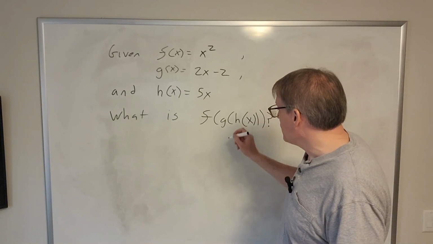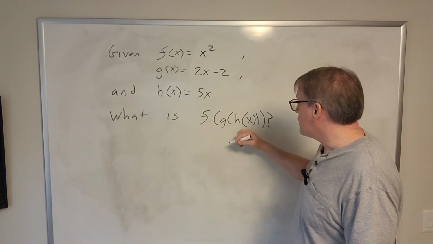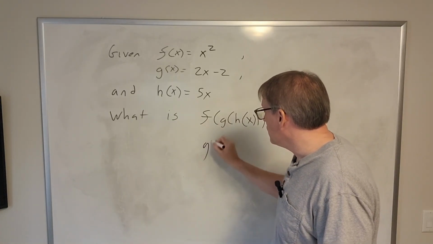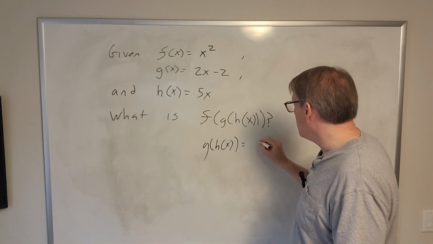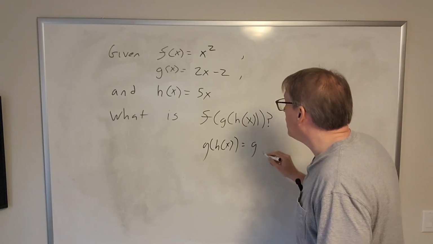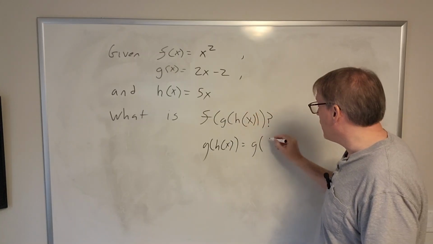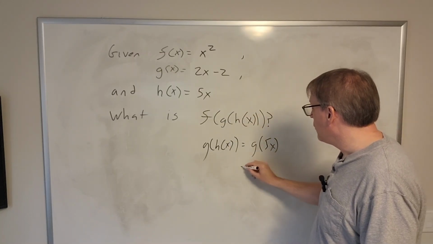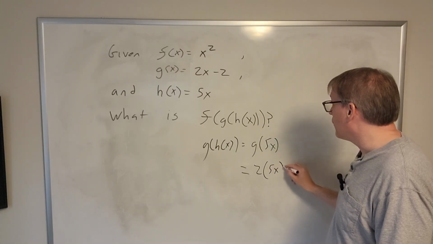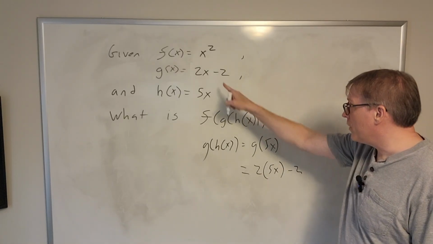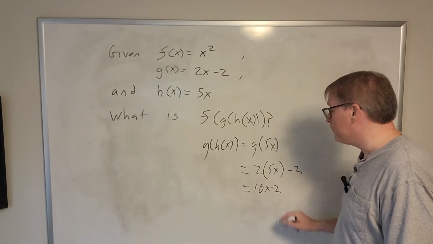All right, so this one, well, what is f of g of h of x? I'll go, well, what is g of h of x? g of h of x is going to be g of, well, h of x is 5x, which equals, what's g? 2 times 5x minus 2. Basically, g of x, just plug in your h of x, which is going to be 10x minus 2.